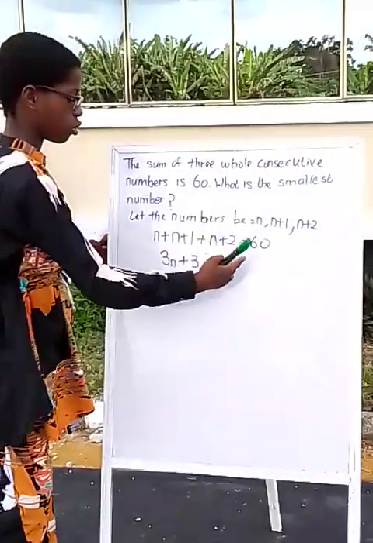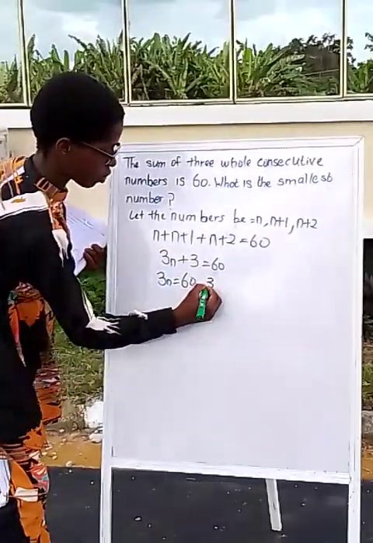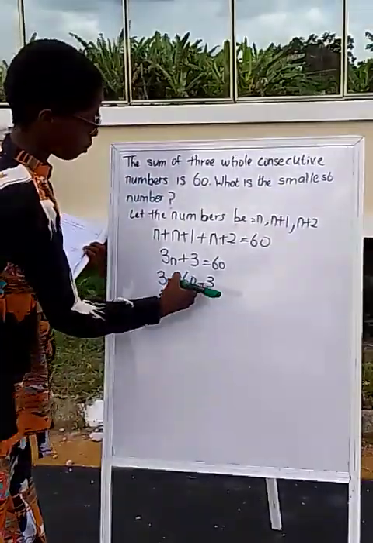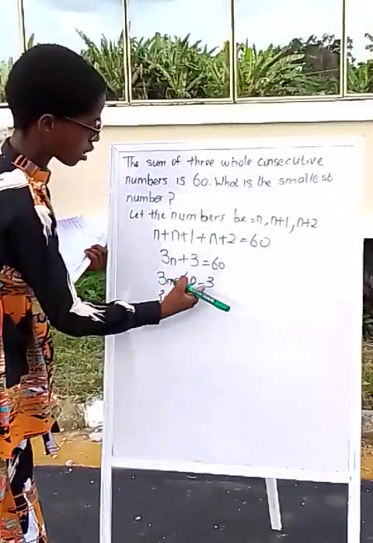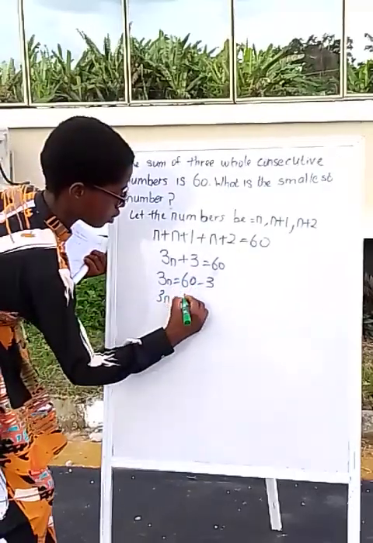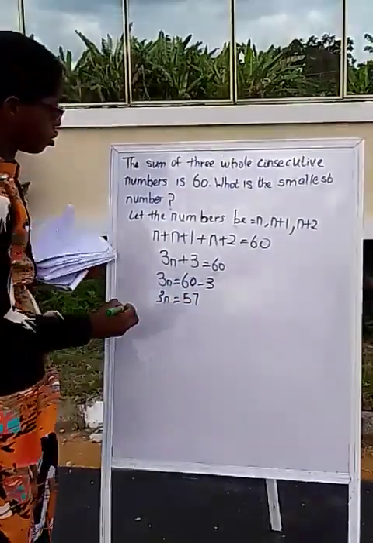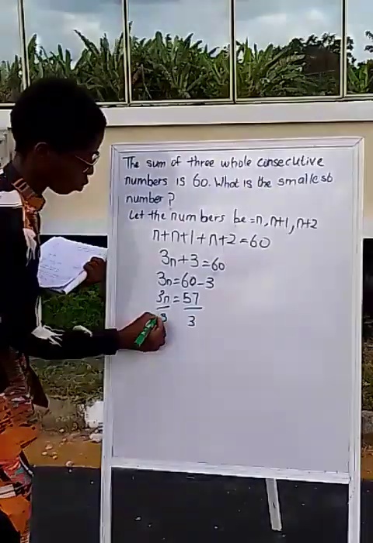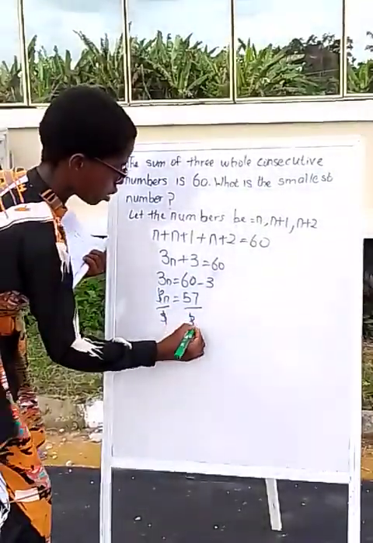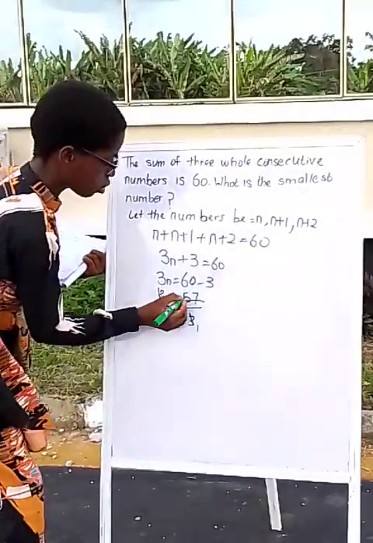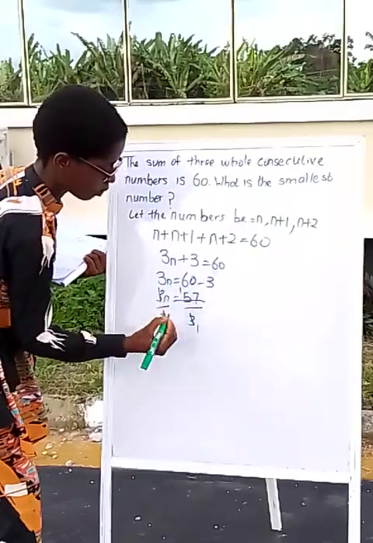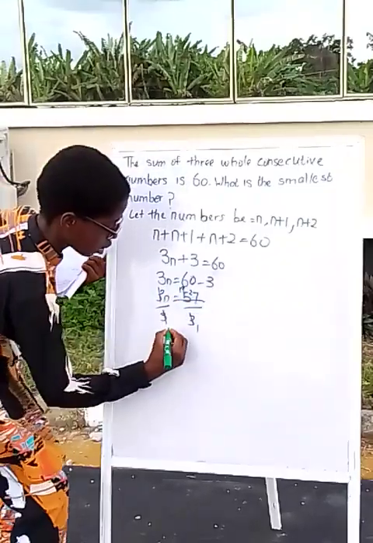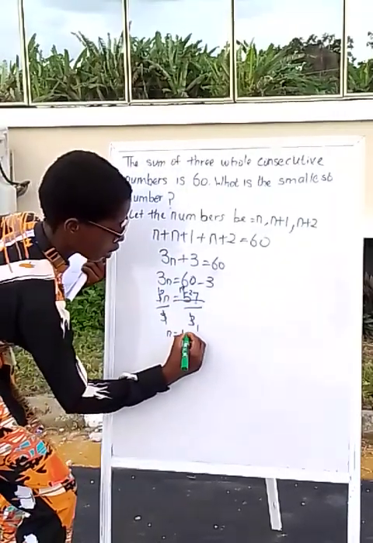So our 3n will be equal to 60, and the plus 3 crosses to the other side, it becomes minus 3. So 3n is equal to 60 minus 3, which is 57. So we divide both sides by the coefficient of n, which is 3. 3 cancels 3. 3 in 5 is 1, remainder 2. So we put the 2 here. 3 in 27 is 9. So our n is equal to 19.